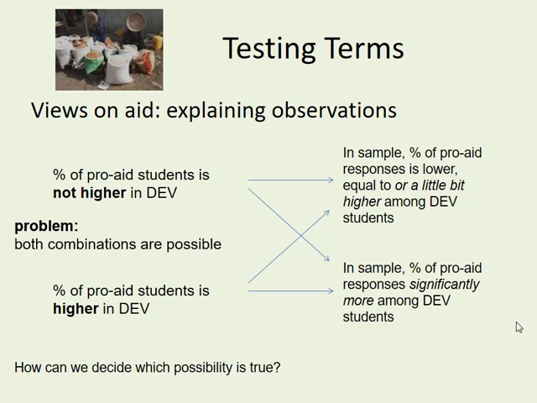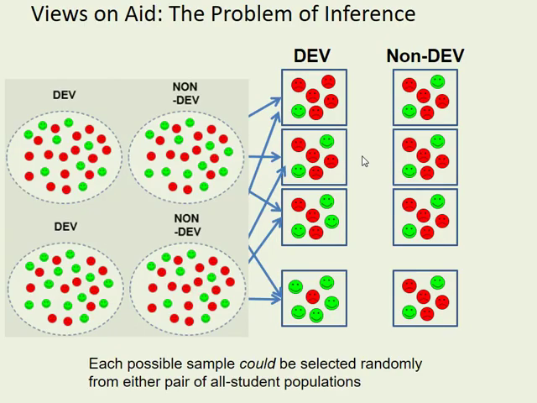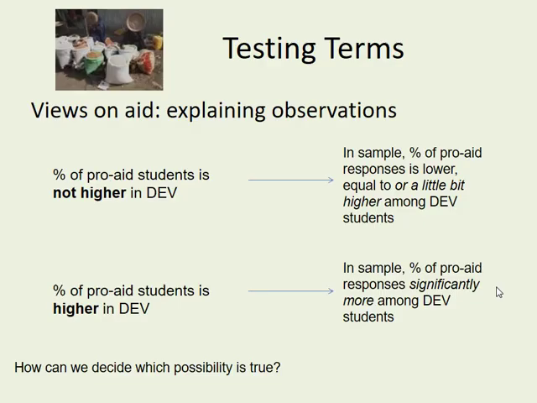And the problem is that we can only observe a sample, and in the sample it could be that among the Dev students it's lower or the same or just a bit higher, or it could be a lot higher among the Dev students. And unfortunately, whichever one we observe, as I showed you here, could have come from either population. So this is where we can try and use a hypothesis test to tell us a bit more about which possibility is true.